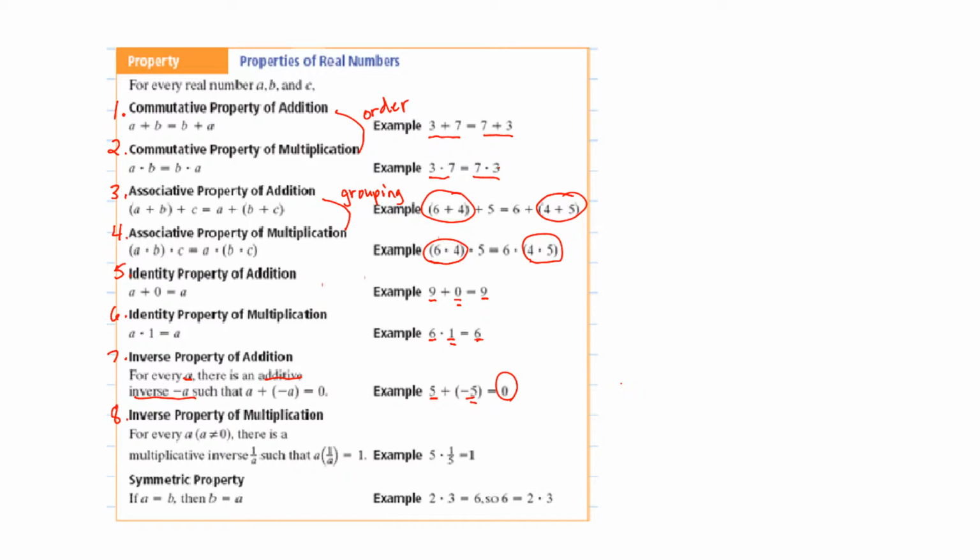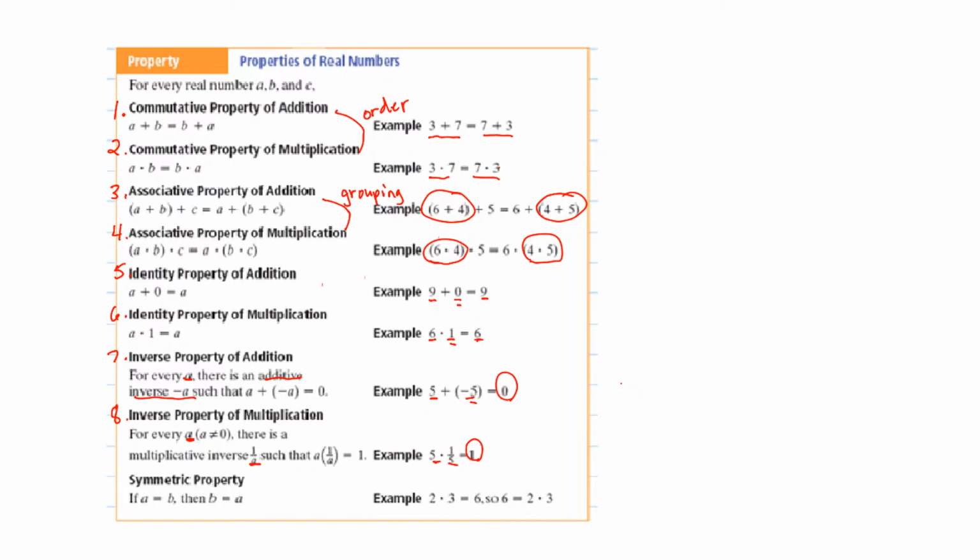The same as with the inverse property of multiplication. For every A, when A is not equal to 0, there is a multiplicative inverse 1 over A, also known as its reciprocal, that when multiplied together give us our multiplicative identity of 1. So for example, 5 times 1/5 equals the multiplicative identity of 1.